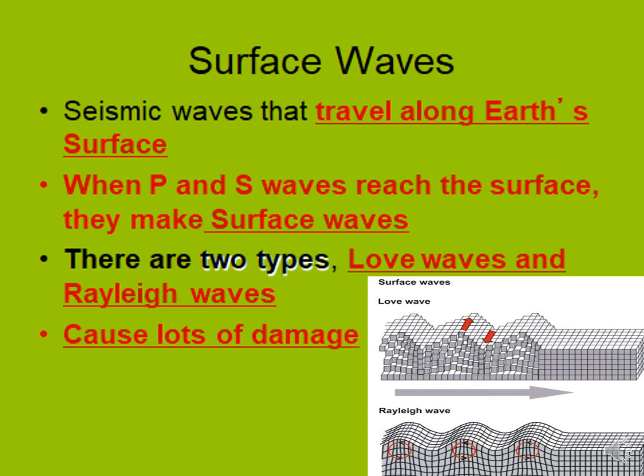Surface waves, just to review, travel on the Earth's surface. There are two types: we have Love waves and we have Rayleigh waves. These again cause a lot of damage for surface waves. Okay.